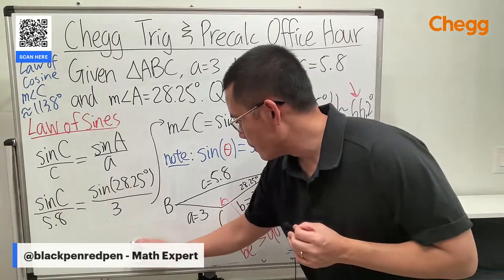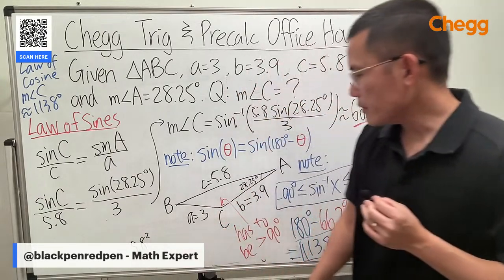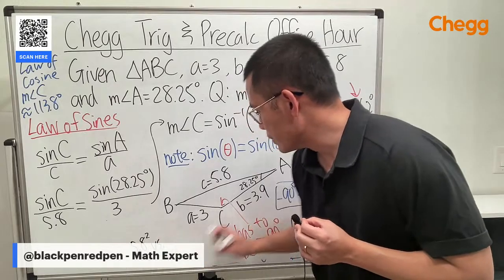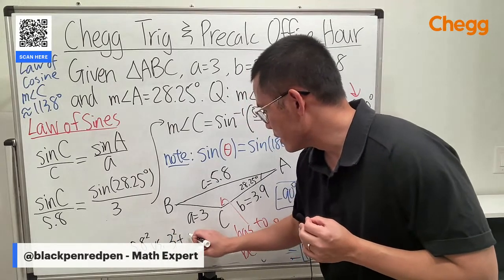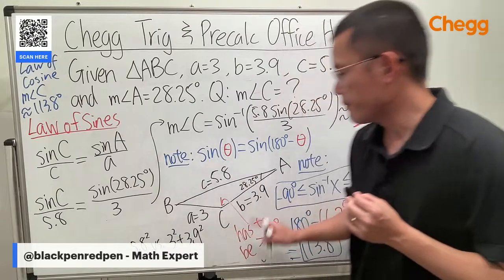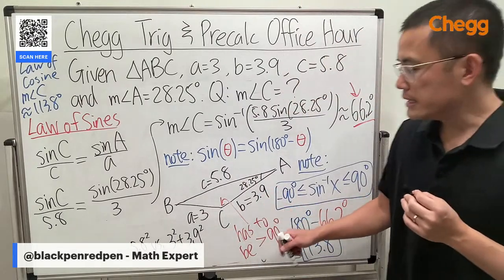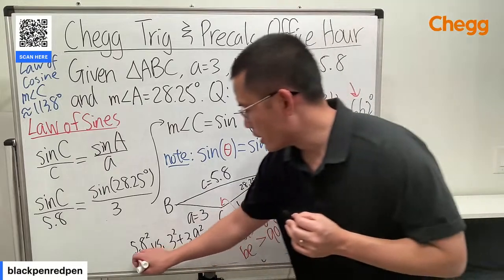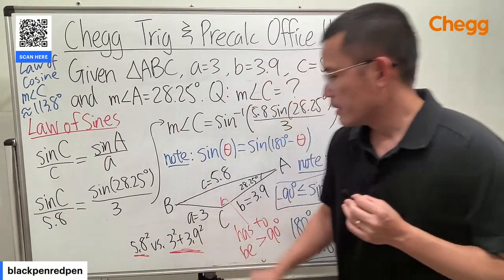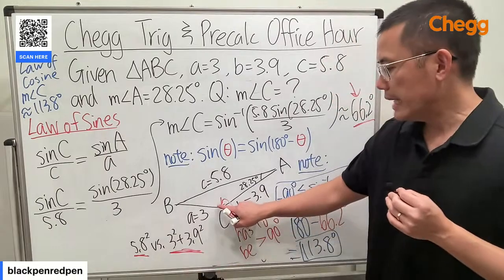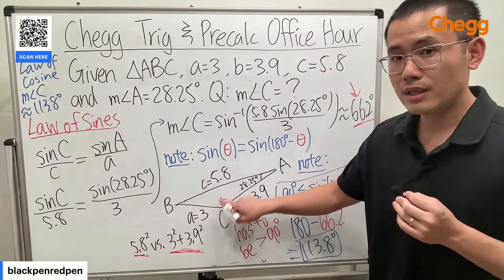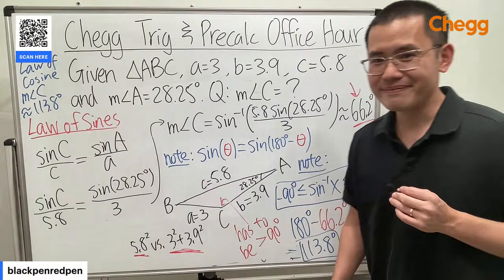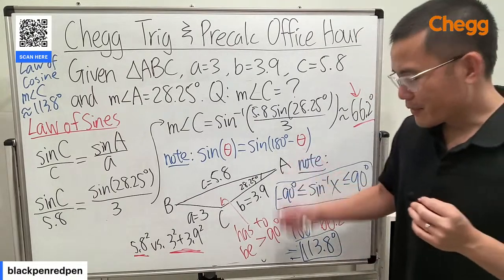Because if you compare 5.8 squared with 3 squared plus 3.9 squared, okay, then you'll see that this angle will have to be bigger than 90 degrees. So just compare the squares of them. If they are equal, that means this answer is going to be 90 degrees. Okay? So that's the first question, warm up.